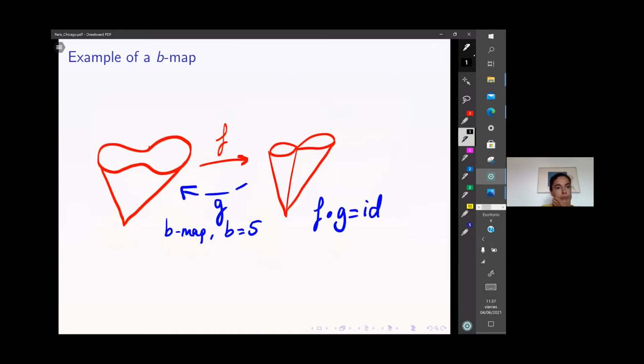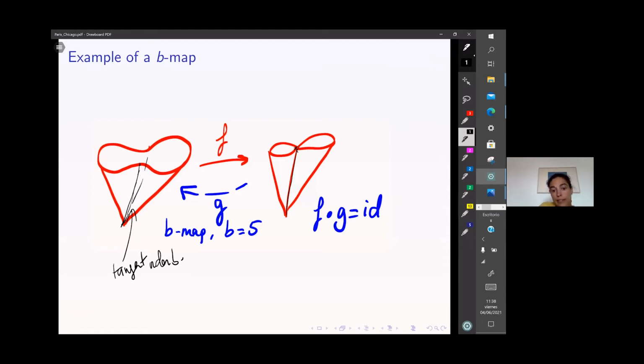So maybe a more concrete example: if we have the surfaces I mentioned before, here we have that these 2 arcs were tangent of order 5, for example. Then we can collapse, and this will be a b-map. For example, these 2 equivalent points are sent to the same point here.